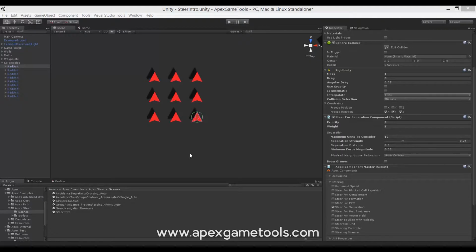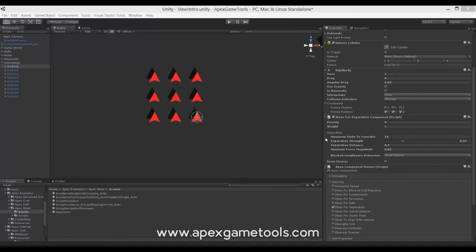In this video I'm going to look at the steer for separation component in Apex Steer. If you haven't already watched the video on the steering scanner, I would recommend you watch that before you watch this. So, steer for separation is a component that will keep a unit at a certain distance to other units within its group. So let's have a look at the different options.